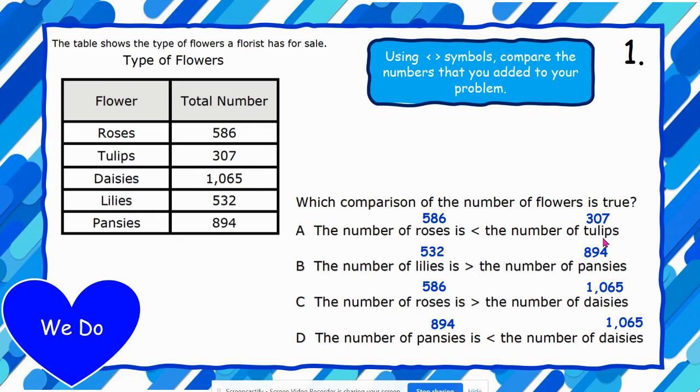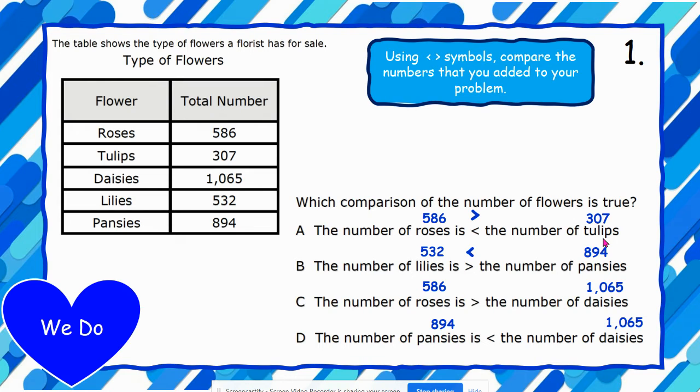All right, the next thing we're going to do is use the greater than, less than symbols to compare the numbers that you added to your problem. So you're looking at the numbers you've written, and now you're going to compare those. So letter A, we're comparing 586 to 307. 586 is greater than 307. Letter B, 532 compared to 894. 532 is less than 894.